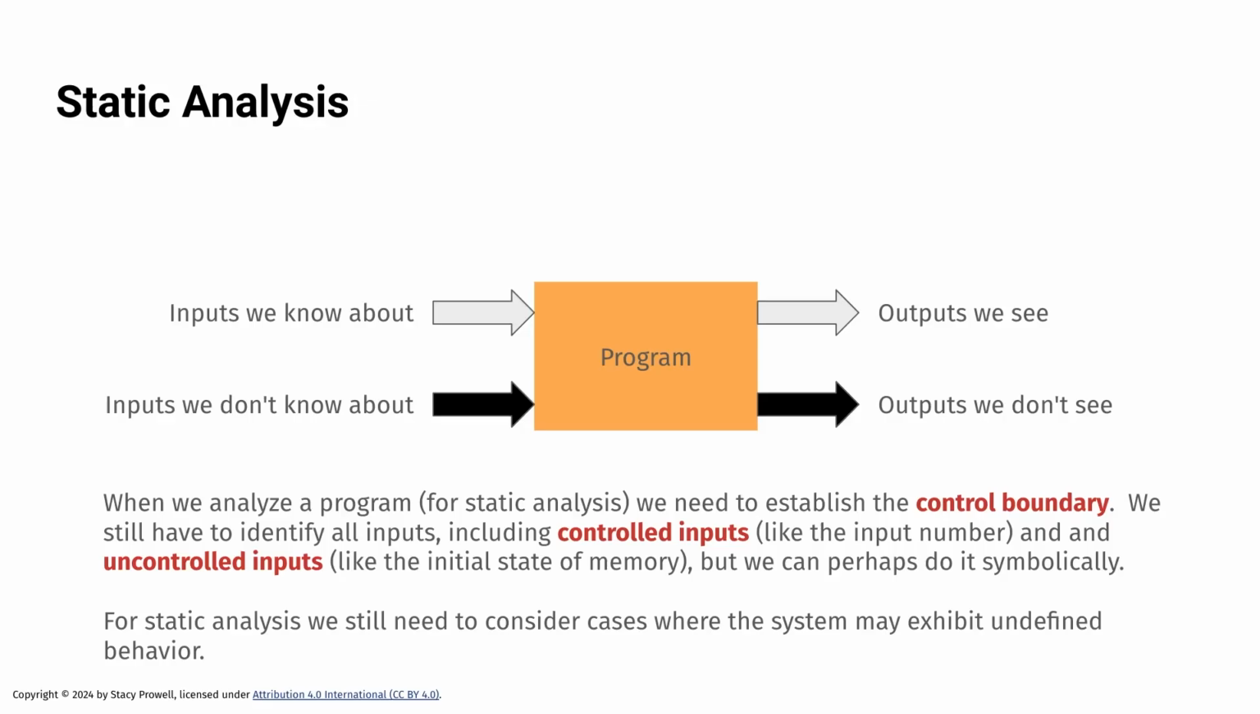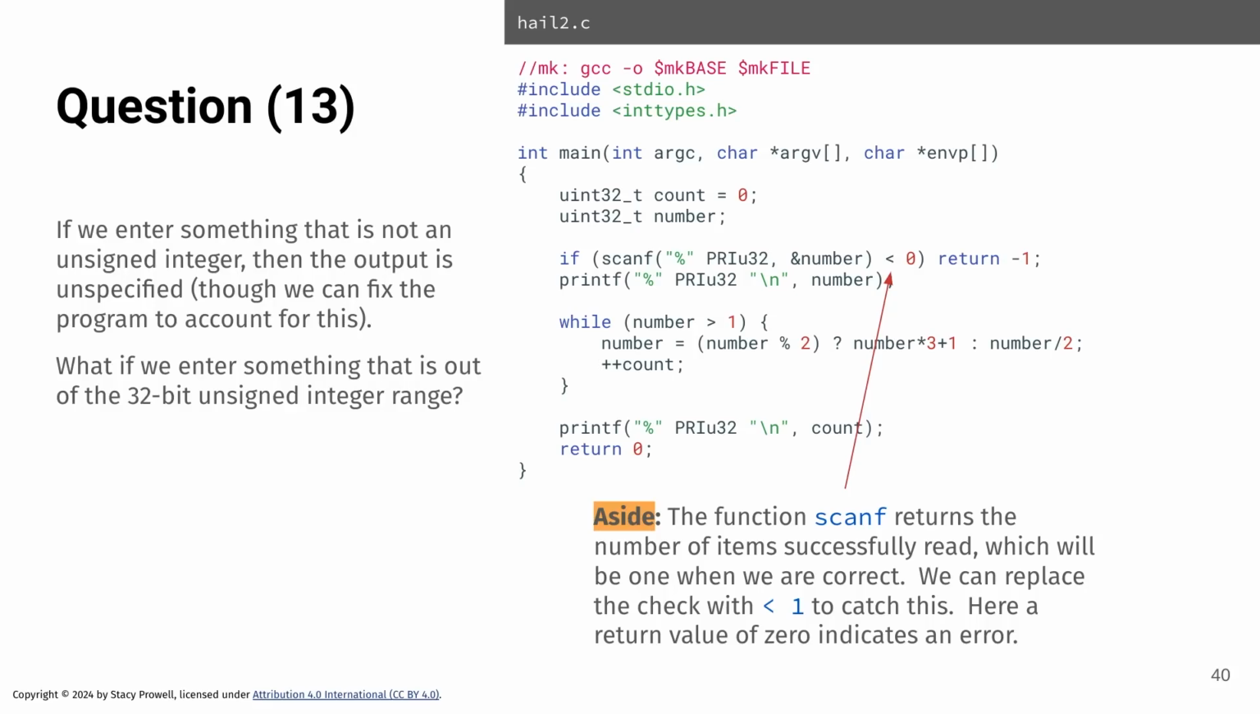Okay? For static analysis, we need to consider cases where the system may exhibit undefined behavior, right? And that can be because there are inputs we don't know about and there are outputs we don't see. So, right, if we enter something that's not an unsigned integer, then the output is unspecified. Let me try to fix the program to account for this.